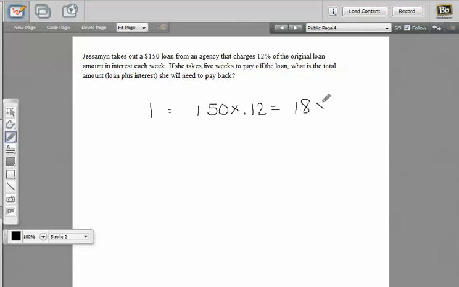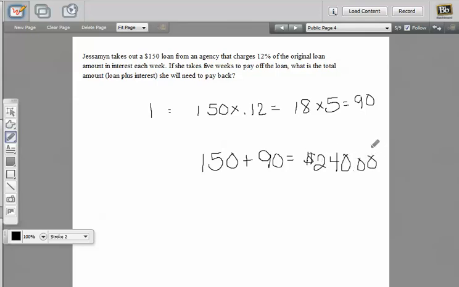And it takes her 5 weeks total to pay it off. So that means she's going to have to pay $18 in interest the second week, $18 the third, the fourth, and the fifth final week, because at the end of that fifth week, she has her loan paid off. So 18 times 5 is 90. She's going to have to pay her loan, which is $150, plus her $90 in interest. So altogether, Jessamine is going to have to pay $240.